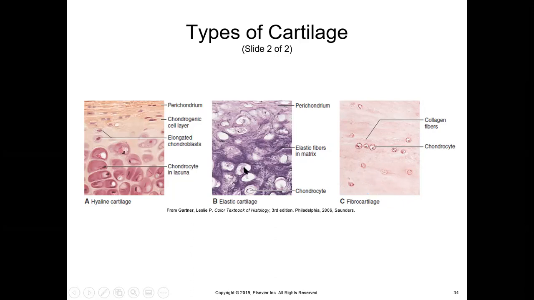And then you have elastic cartilage, which has the chondrocytes. So you have a few cells, but then you have a lot of elastic fibers in the extracellular matrix. And that elastic fiber makes it very flexible, but still tough.